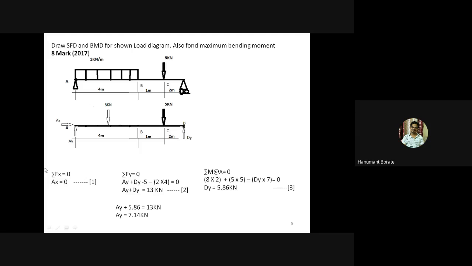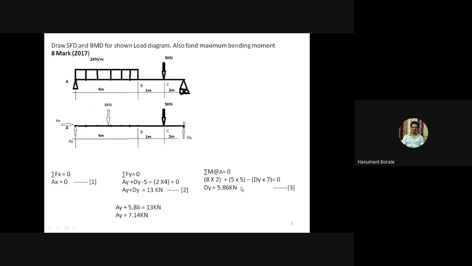And the third equilibrium condition, that is summation of moment about point A equal to 0. So the moment of this 8 kilonewton force is 8 into 2 meter, and this moment is clockwise. Then the moment of the 5 kilonewton force is 5 kilonewton into 5 meter distance. And the moment of the Dy force is Dy into the total distance, 4 plus 1 plus 4 plus 1 is 5, plus 2 is 7, so Dy into 7, and this moment of Dy is negative because it is in an anti-clockwise direction, right?